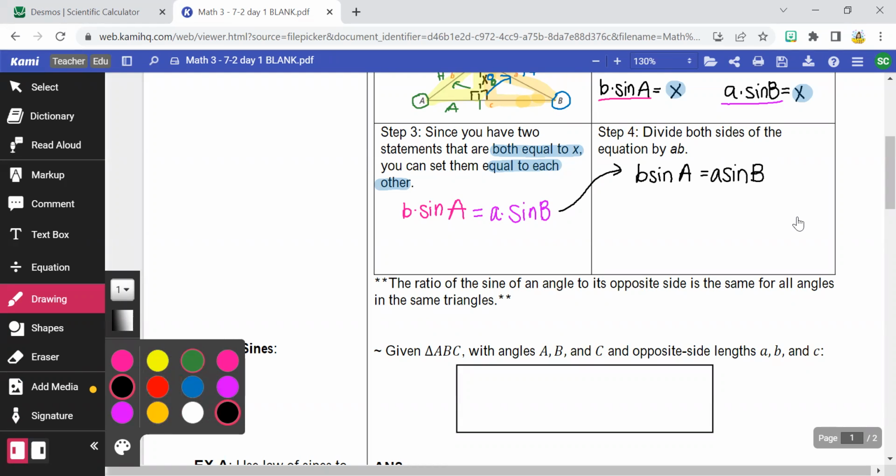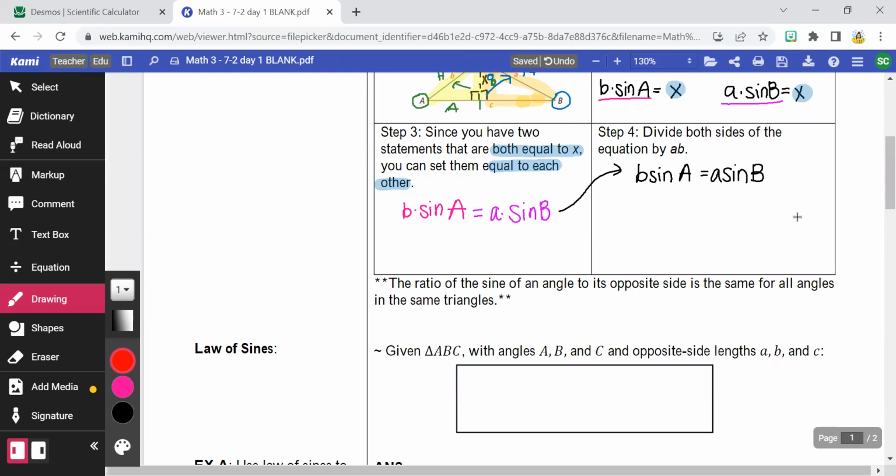And they want me to divide both sides by AB. If I'm dividing by A times B, I can reduce them separately. On this one, the B goes away, and on this one, the A goes away. So I'm left with sine A over A is equal to sine B over B. This tells us that the ratio of the sine of an angle to its opposite side is the same for all angles in the same triangle.